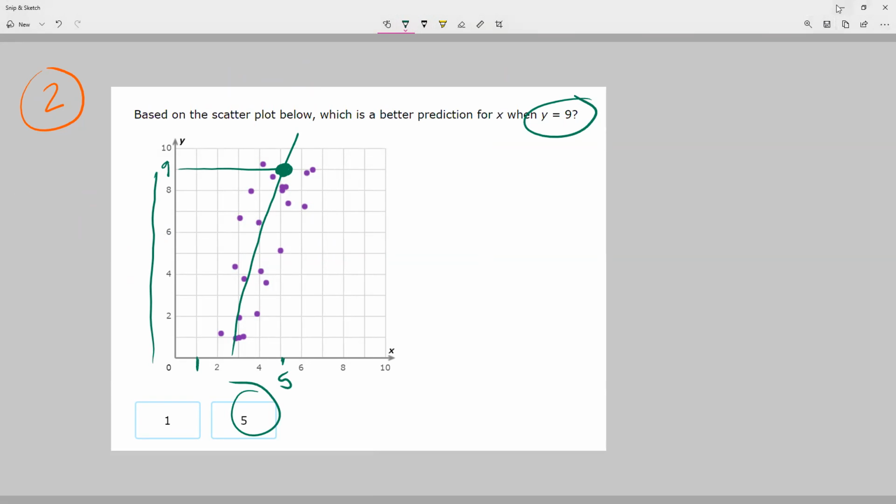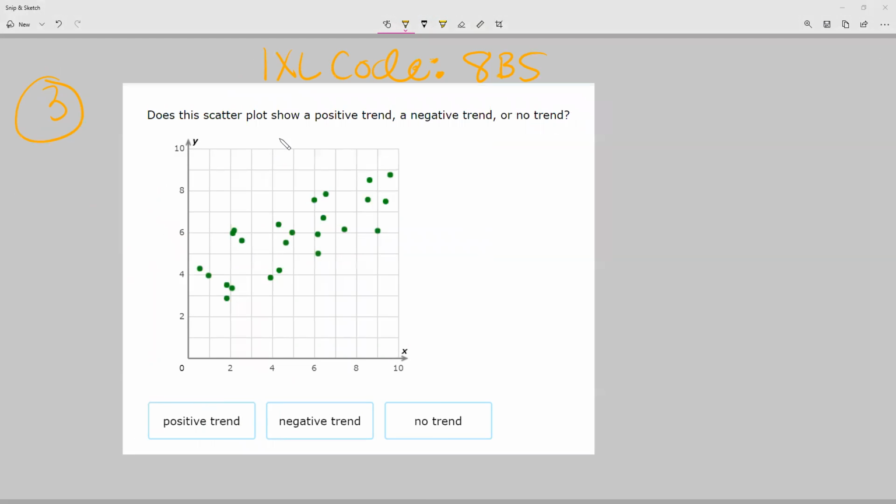So choosing the best one. That brings you to IXL code 8BS. And this one combines one we did last week with the positive, negative, and no trend, and then what we just did with the last problems. So it's both of those things combined.